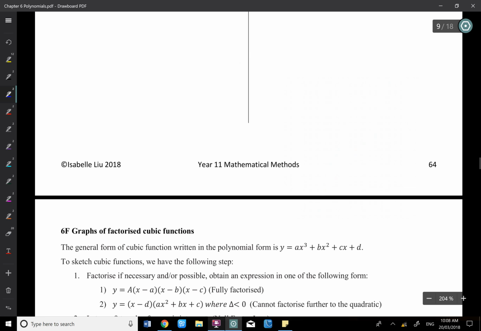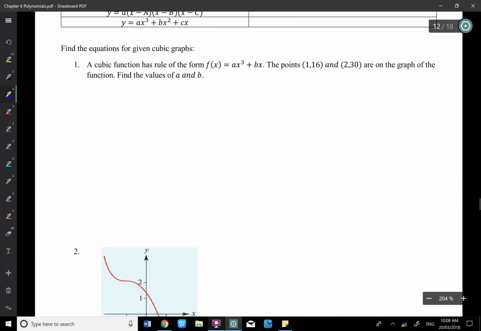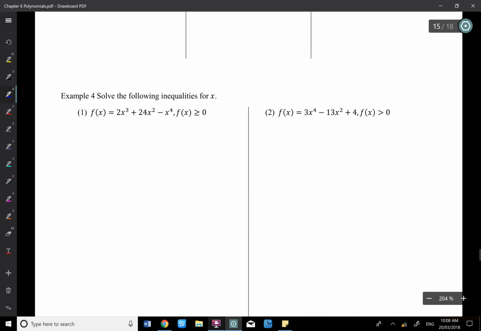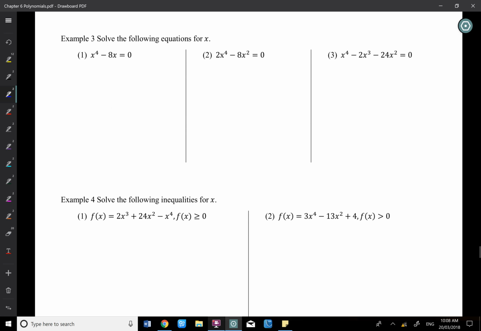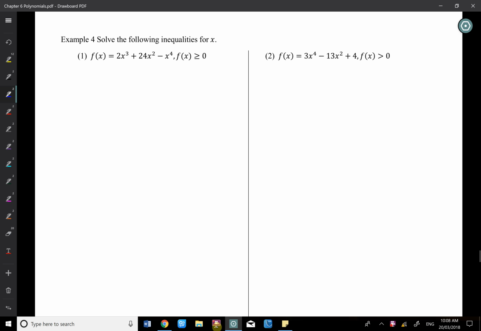So for the rest of the time, I want you to factorize the questions on pages 65, 66, and page 70. Factorize those polynomials. If you can't finish it, you just do it as homework. Okay, factorize those 3 pages: 65, 66, and 70.